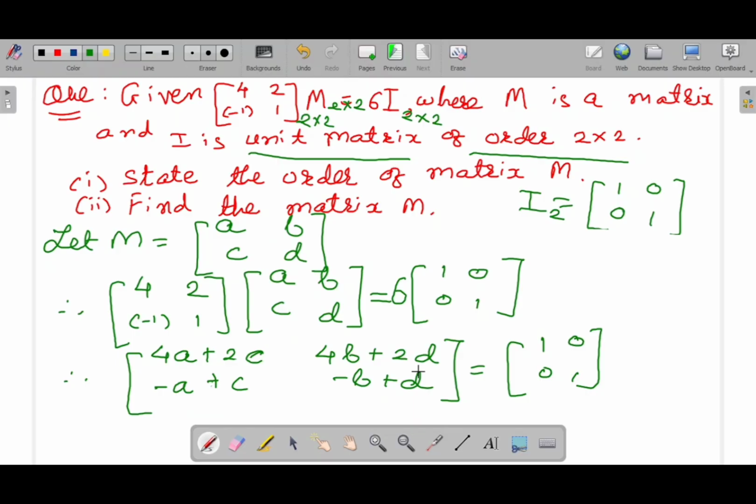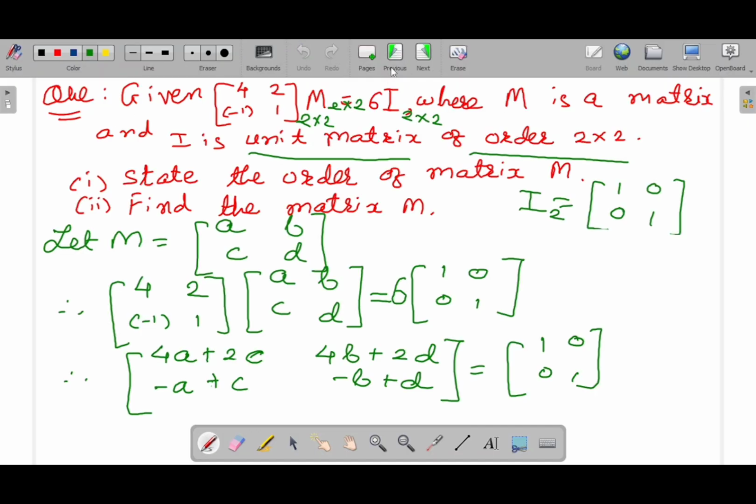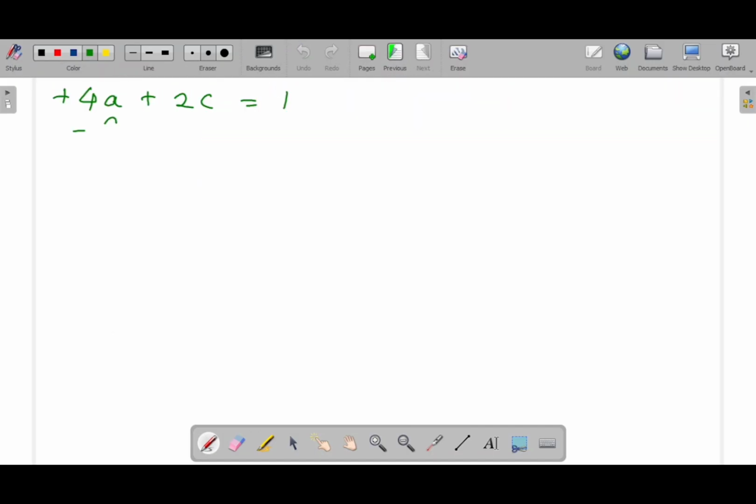So here first we are taking a and c equations. 4a plus 2c equals 1 and minus a plus c is 0. So let's write 4a plus 2c equals 1, and the other equation is minus a plus c. Here it is not minus 4a, it is plus 4a only. Let me check once again. Yes, it is plus 4a. Minus a plus c is 0. So this is my equation number 1 and this is my equation number 2. So you tell me which one do I eliminate?